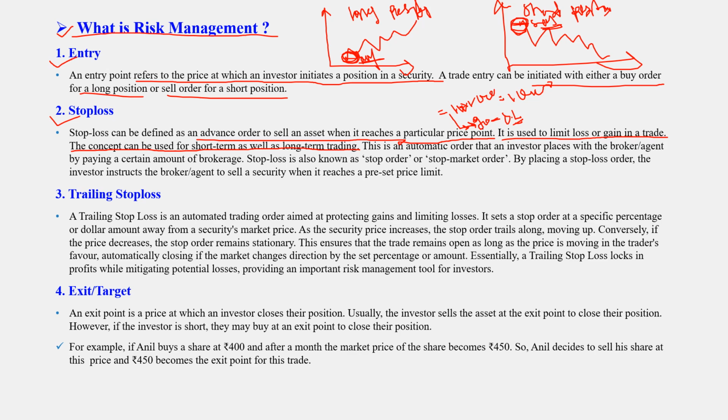This is an automatic order that an investor places with the broker by paying a certain amount of brokerage, right? So when the market goes down, opposite to our expectation, and reaches 90 rupees, the broker will execute this order at 90 rupees automatically.